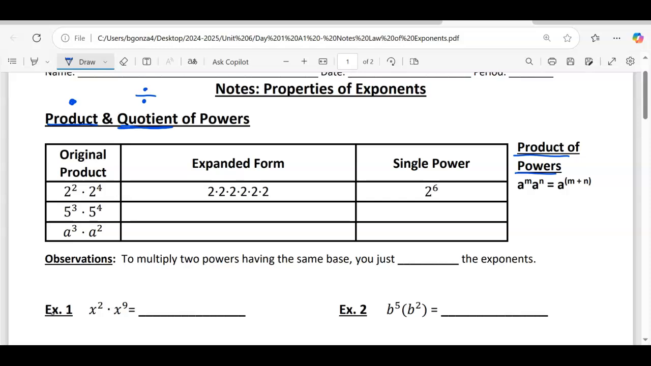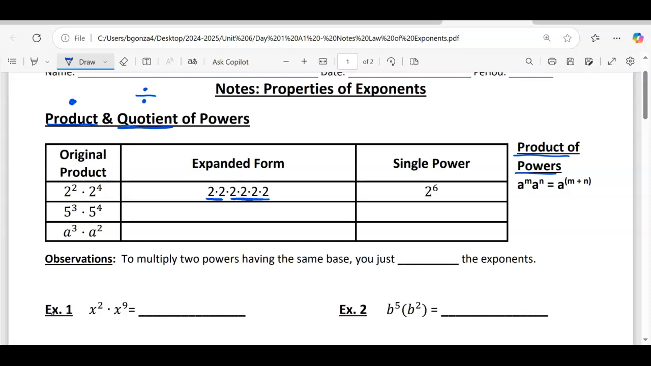So does everyone see 2 squared is 2 times 2? And then 2 to the 4th power, well, that's 2 four times. 2 times 2 times 2 times 2. That's a lot of 2's being multiplied. There's 2, and then there's 4, and all together those are multiplying. How many 2's are there? Well, there are 6. I'll get you the key afterwards. So it's 2 to the power of 6.